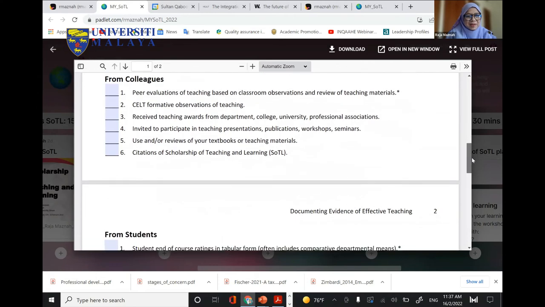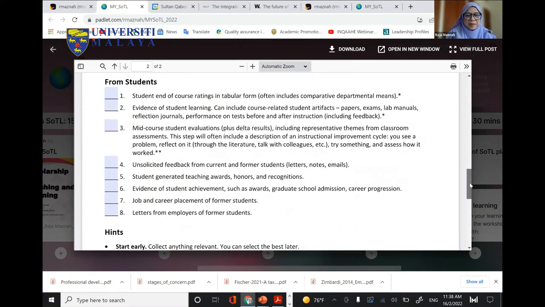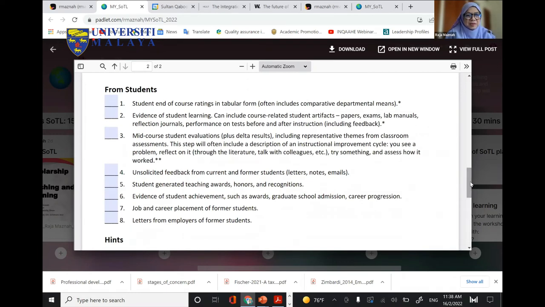And from your colleagues, your peer evaluation of your teaching. I'm sure you do this yearly. Formative observation of teaching, Center for Teaching and Learning, I suppose, here. Maybe EDEC can come and observe your teaching and have a formative observation. Receive teaching awards, yeah. Invited to participate in teaching presentation, publication. Use and/or review of your textbook or teaching materials and citation of your SoTL work. Okay, and also you get evidence from students, and of course, ratings. I'm sure you guys have collected that.